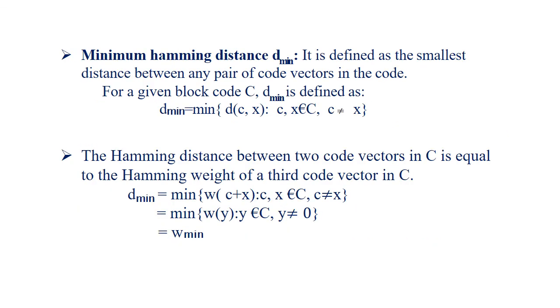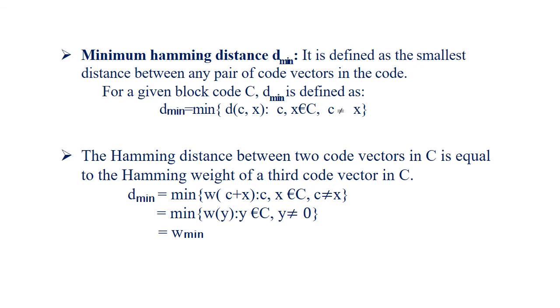Minimum Hamming distance, D minimum, is defined as the smallest distance between any pair of code vectors in the code. For a given block code C, D minimum is equal to the minimum of D of C, X, where C, X belong to C and C is not equal to X. The Hamming distance between two code vectors in C is equal to the Hamming weight of a third code vector in C. So D minimum is equal to the minimum of W of C plus X.